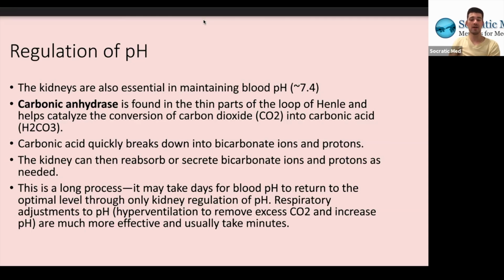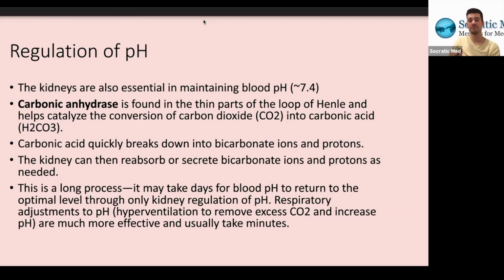So, bicarbonate ions, wherever they are, are going to increase the pH because they're basic, and protons are acidic. The very definition of an acid is just the proton concentration, how acidic it is. So the kidney can basically pick and choose what it wants to excrete and reabsorb, and it can affect blood pH that way. So it can reabsorb or secrete bicarbonate ions and protons as needed.